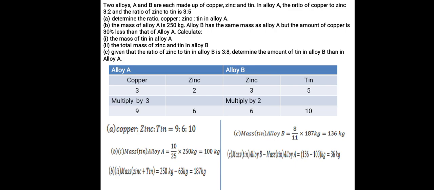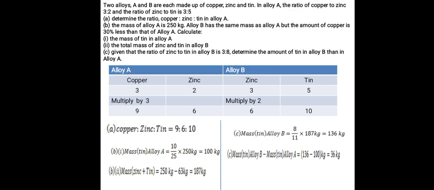Now, query 1: determine the ratio of copper, zinc, tin in alloy A. What we do is take the new ratios we have gotten in the last row of the table. So copper is 9, zinc is 6, and tin is 10. So the new ratio is 9 to 6 to 10.